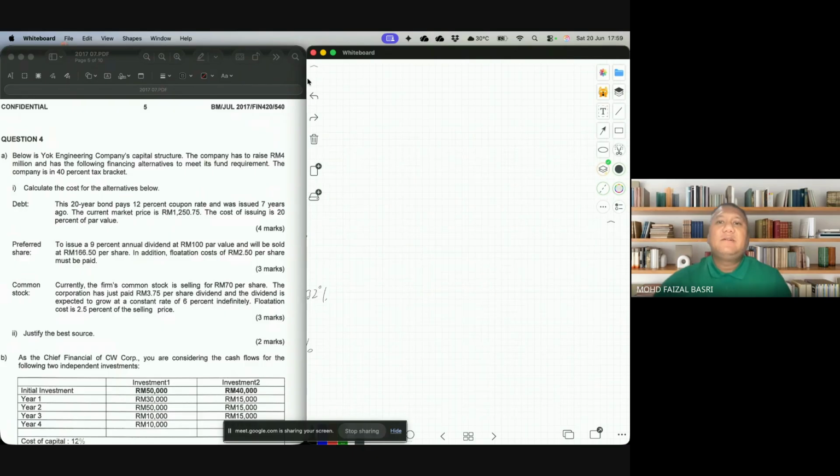Okay, so now let's move on to preferred stock. Preferred stock ataupun preferred share lah dia tulis kat sini. So to issue a 9% annual dividend of RM100 par value. So ada macam-macam information, par value 100, and then dividend dia 9%. And 9% based on RM100, which is RM9 lah. Okay, and then the market price untuk soalan ni will be sold at 166.50. So that's the market price.